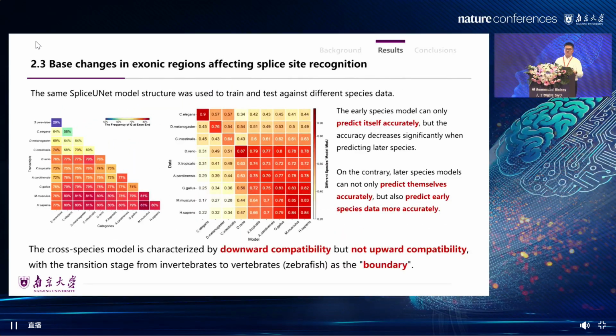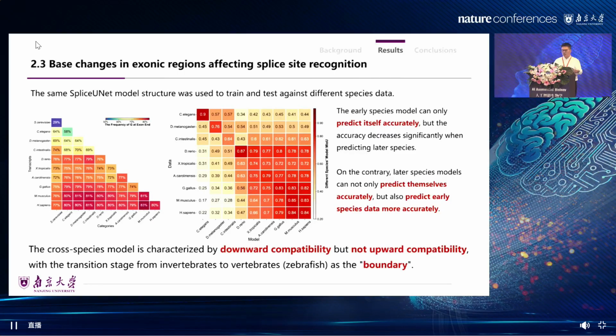And we tested this idea using our splicing models. We trained separate models on data from different species, and then tested their ability to predict splice sites in other species. The result is very interesting. A model trained on an early species like a fly can predict its own splice sites well, but failed to predict accurately in a later species like a human.